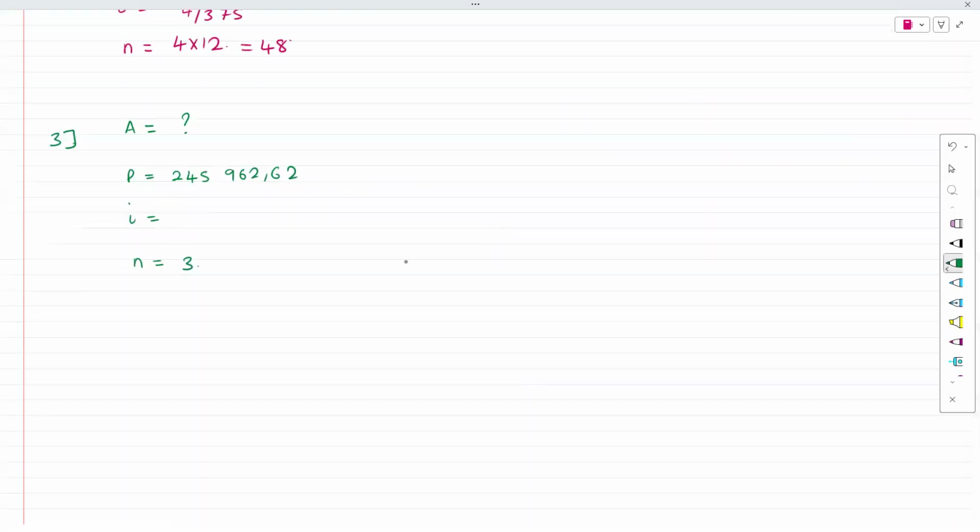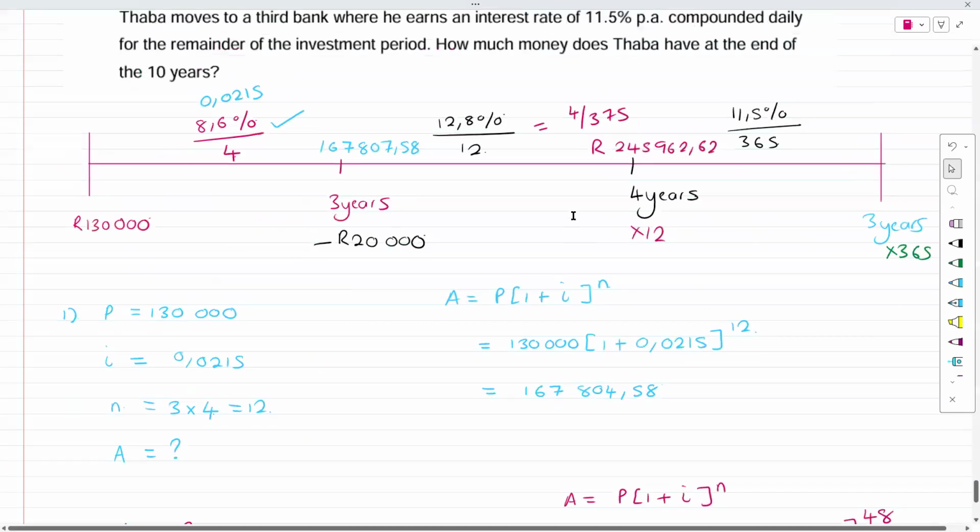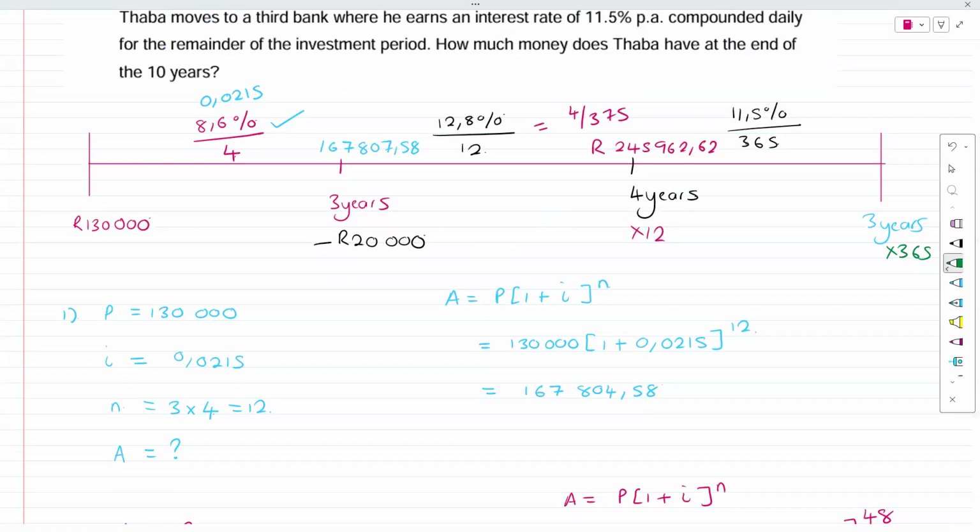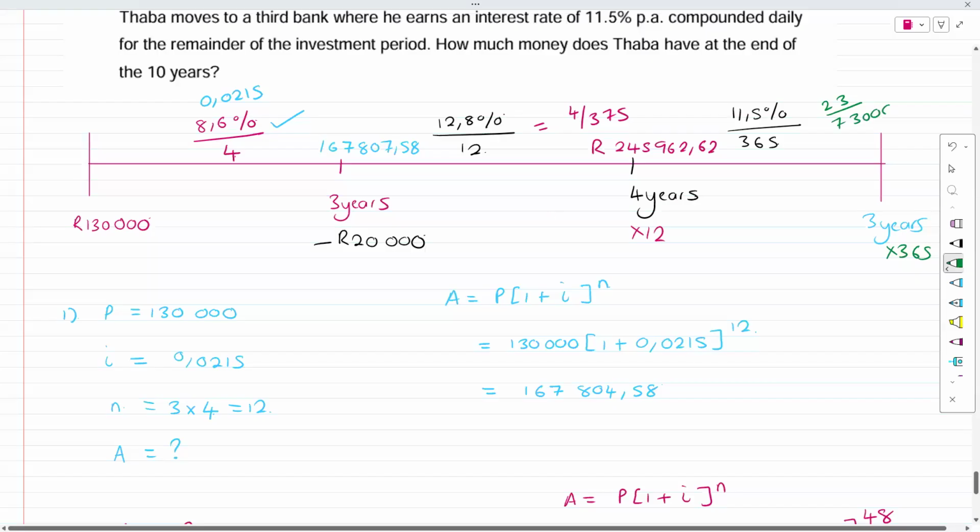I said it was unrealistic, but N was 3 times 365, which is 1095. And then I would be, let me double check this one. This is 11.5% divided by 365. Okay, and if I simplify it, I get 23 over 73,000.